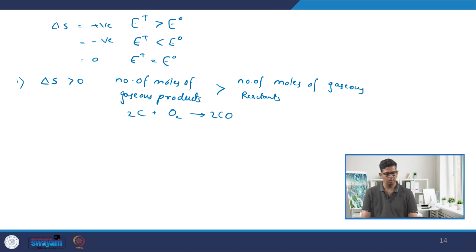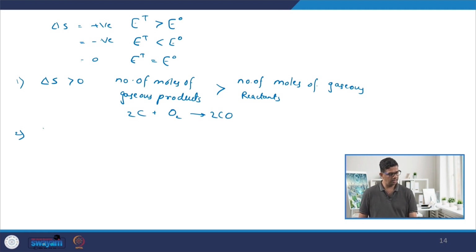Okay. So, in this case, if you look at the number of gaseous reactants and products, the carbon is solid here. So, we have 1 mole of oxygen gas as a reactant, and that 1 mole of gaseous reactant is ultimately getting converted into 2 moles of carbon monoxide. So, here the gaseous products are more compared to that of reactants, and therefore, in this case the entropy of the reaction is likely to increase. So, if we perform this reaction, the entropy change will be positive.